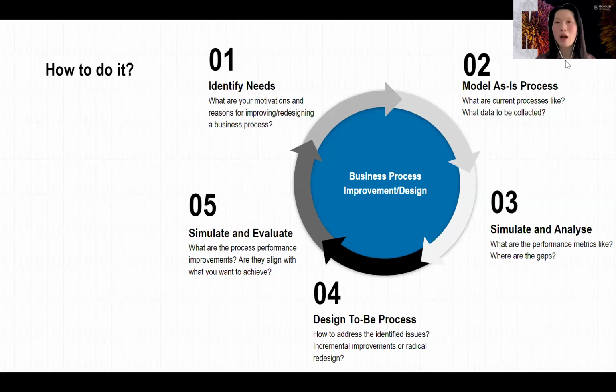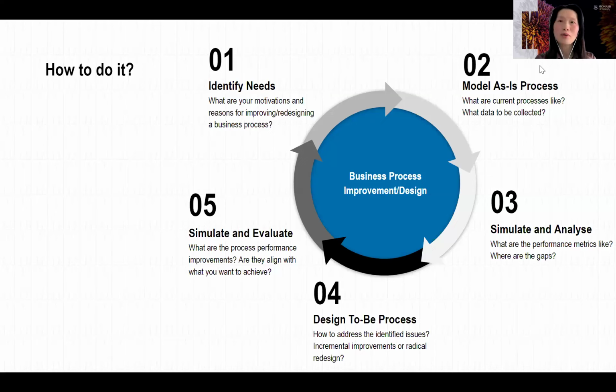So which means the current process. So we need to look at, okay, what is the current process like, right? And to do that, we can use various tools. You can use graphical tools like a flowchart, which I'm going to show you one example later. Also, you can use more advanced techniques like simulation, which we're also going to showcase to you later.